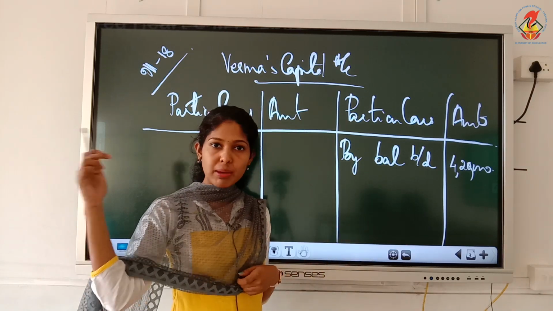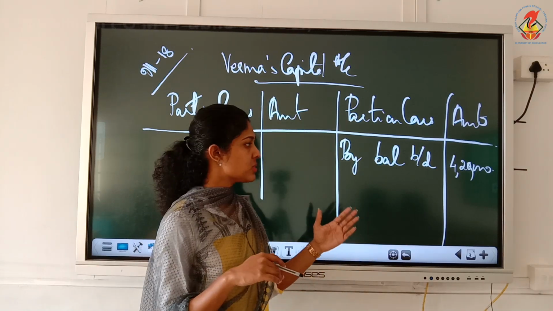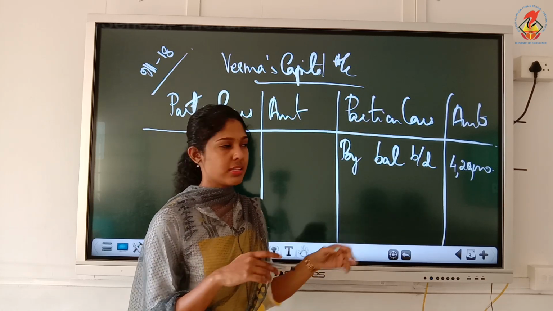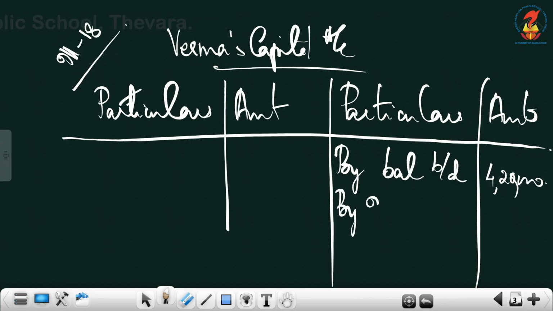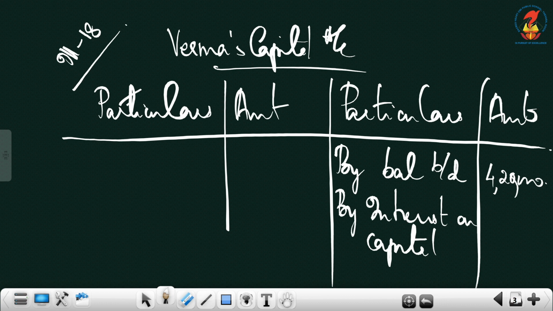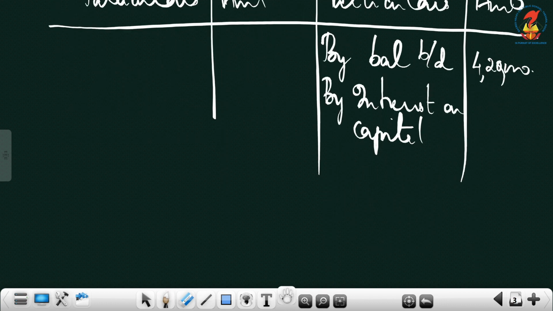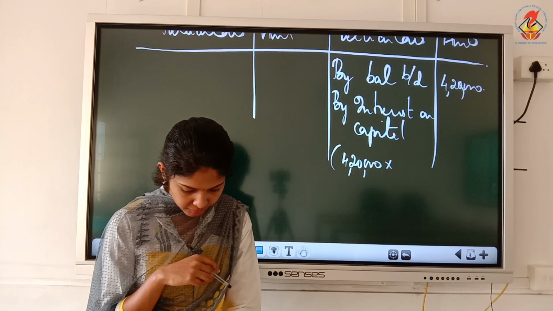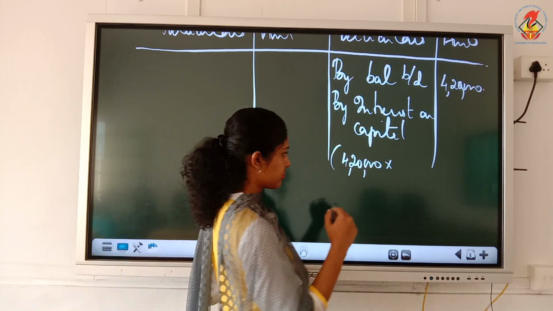Yes. So we'll write by interest on capital. All those items that increase a partner's capital must be written on the credit side. So we'll write by interest on capital. On which amount are you going to compute this? On this 4,20,000, the rate is given, 10%.